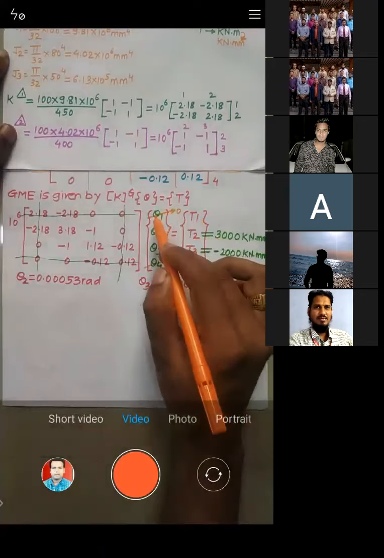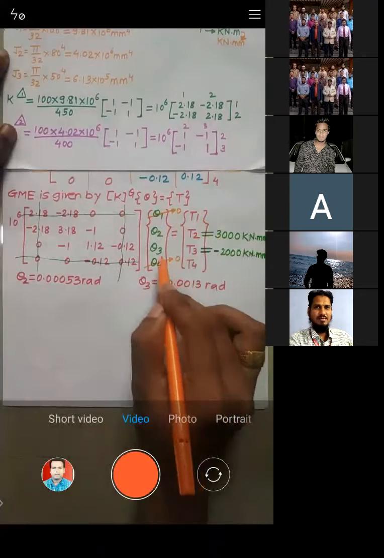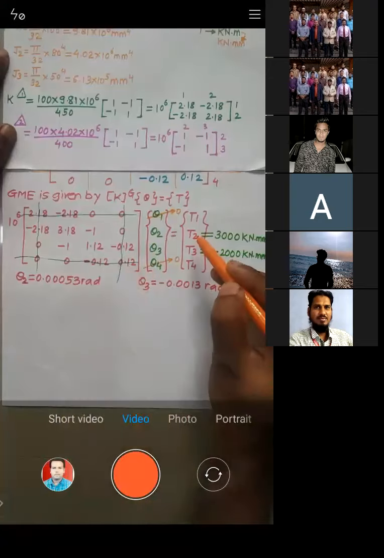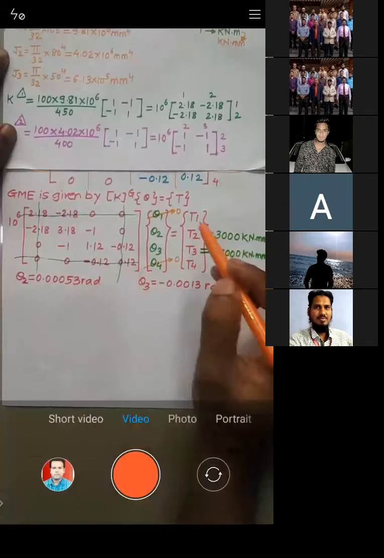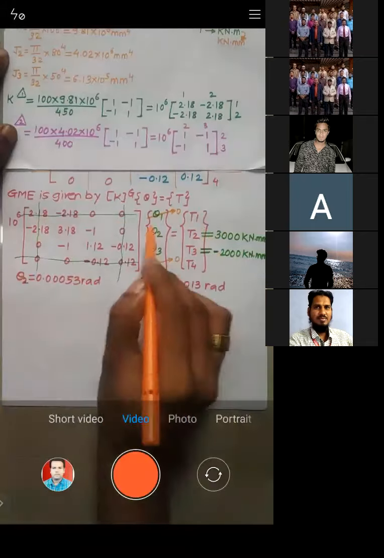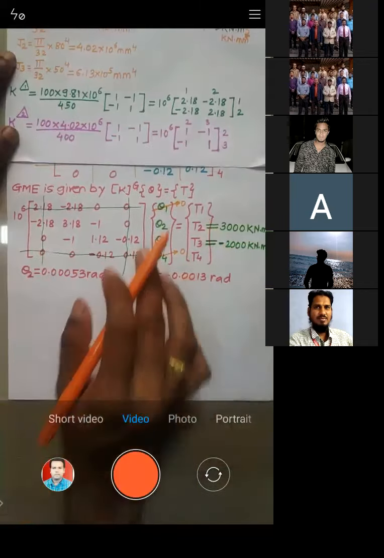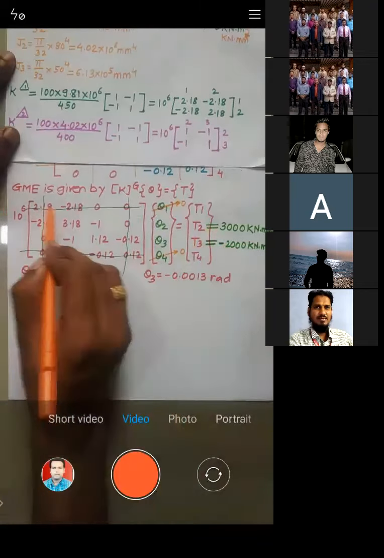So theta 1 is 0, you will get T1. Similarly, theta 4 is 0, you will get T4. See, if these are the forces which are applied, obviously this and this are the reactions. So how will we get T1? It is the first row multiplied by this column. Okay, so let's do that. First row and this column.